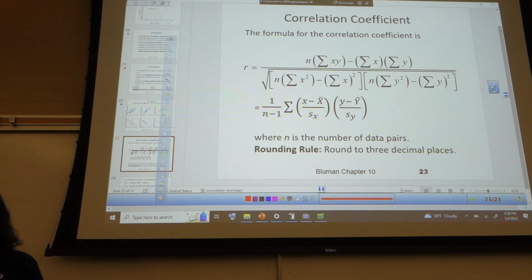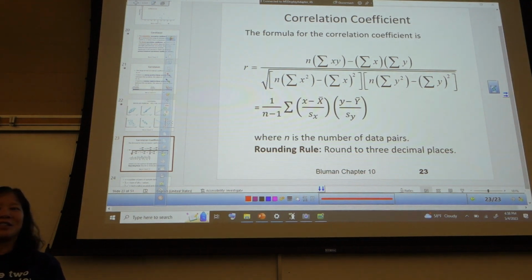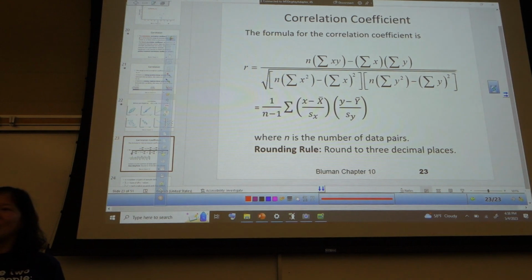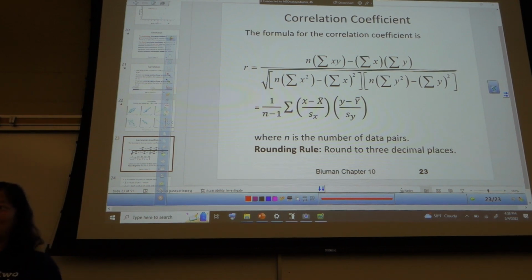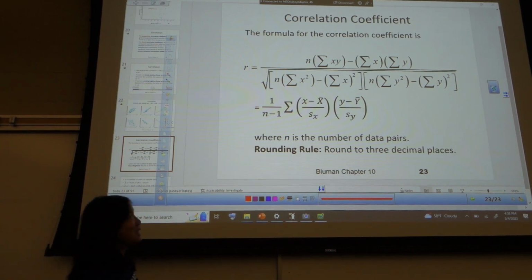X minus x bar over s. No one? Chapter 6 or something? It was from chapter 6. What'd you say? Central limit? No. Z-scores. Oh, z-score. Yeah, this is how you find the z-scores.